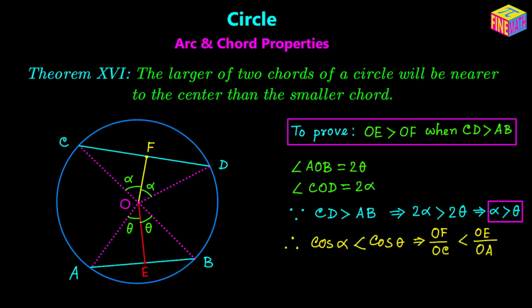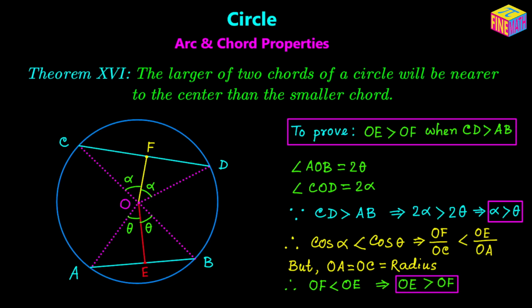And can we replace cos α with the ratio of OF over OC? And also can we replace cos θ with the ratio of OE over OA? And we have already discussed that OC and OA are of equal length because they are nothing but the radius of this circle. So OC and OA are equal. So now if we multiply both sides by this equal quantity, then we are going to be left with OF less than OE. And if we write it the other way, then we can say that OE is greater than OF. And that's exactly what we needed to prove.